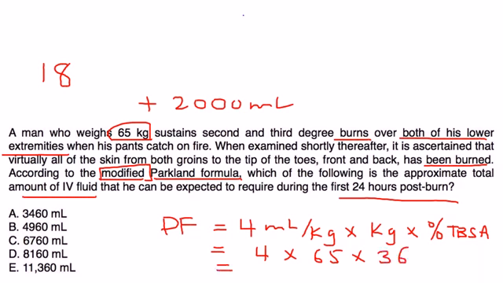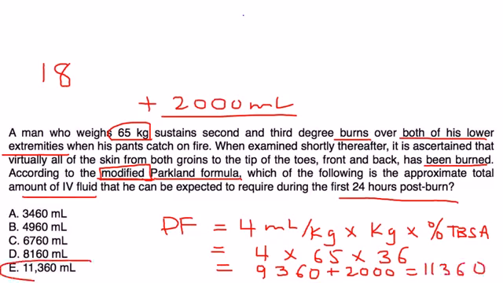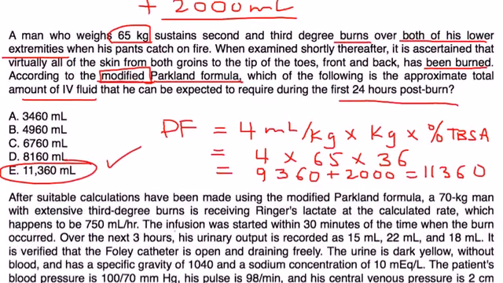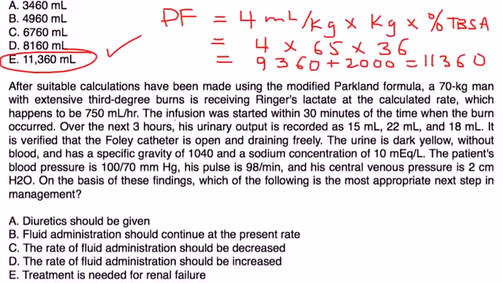So that would give you a total of 9,360 for the regular Parkland formula. Now when you have a modified and you're adding an additional 2,000, this brings you up to 11,360, and that is choice E. Next question.